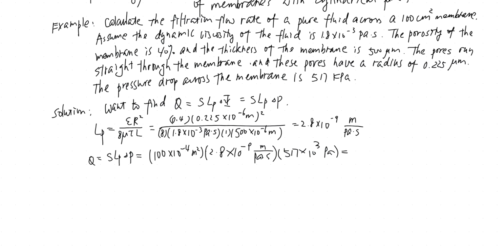So it will give us 14.5 into the power of minus 6 meter cube per second. Now we solved this problem by estimating what is the conductance of the membrane.